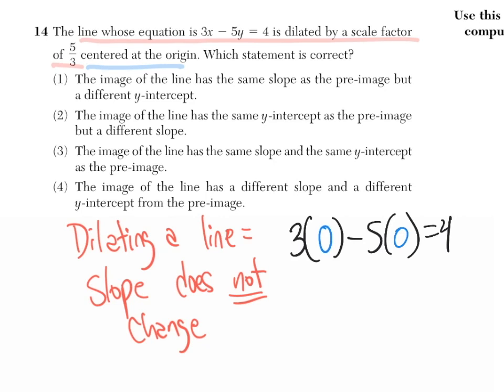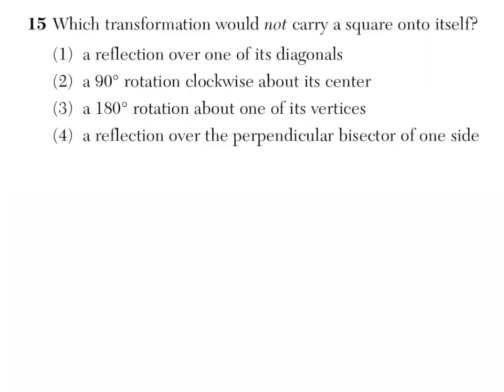So critically, let's take a look at our options. For option number 1, it says the image of the line has the same slope as the pre-image, but a different y-intercept. And in fact, that is the correct answer. That's because, once again, the slope does not change when we're dilating, but it does have a different y-intercept.